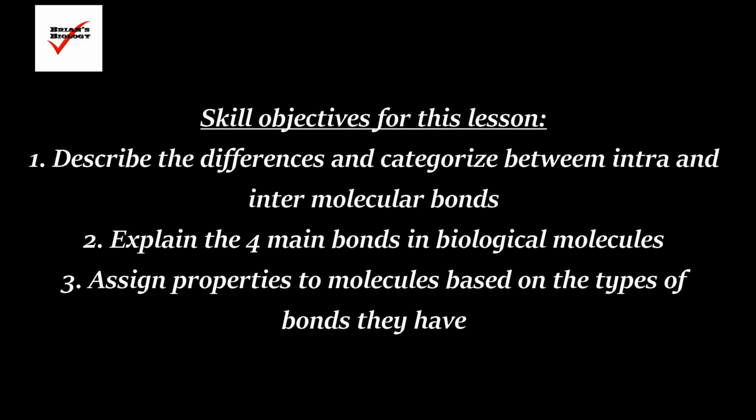So today's lesson, bonds. We've got 3 objectives. Our first objective is going to be describing the difference between inter and intramolecular bonds. It's very, very important to categorize bonds accordingly. Our second objective today is to explain the 4 main types of commonly found biological bonds. These are the bonds that are most prevalent and most important in biological molecules. They're going to tell us an awful lot about how life proceeds. And our third objective will be to assign properties to molecules based on the kinds of bonds they have within them and between them. Okay, that's a very valuable skill.